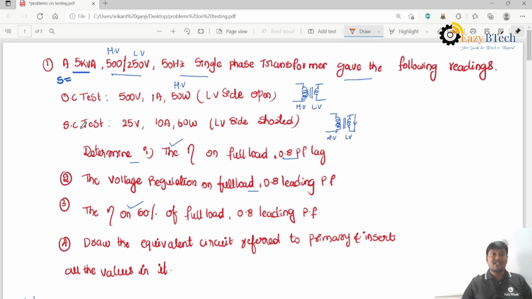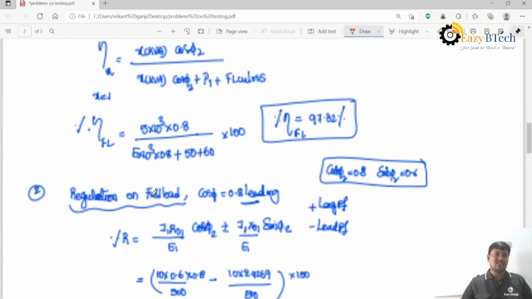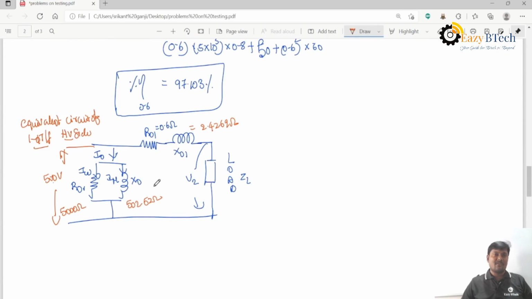After that, from the short circuit test, remember this is very important, we can calculate voltage regulation. After that, the third bit is efficiency calculated at 60% of the full load, 0.8 leading power factor. Once again, leading or lagging will not affect the efficiency, you will get the same. And the final one is the equivalent circuit referred to primary, inserting all the values in it. So this is the equivalent circuit of a single phase transformer for this problem.